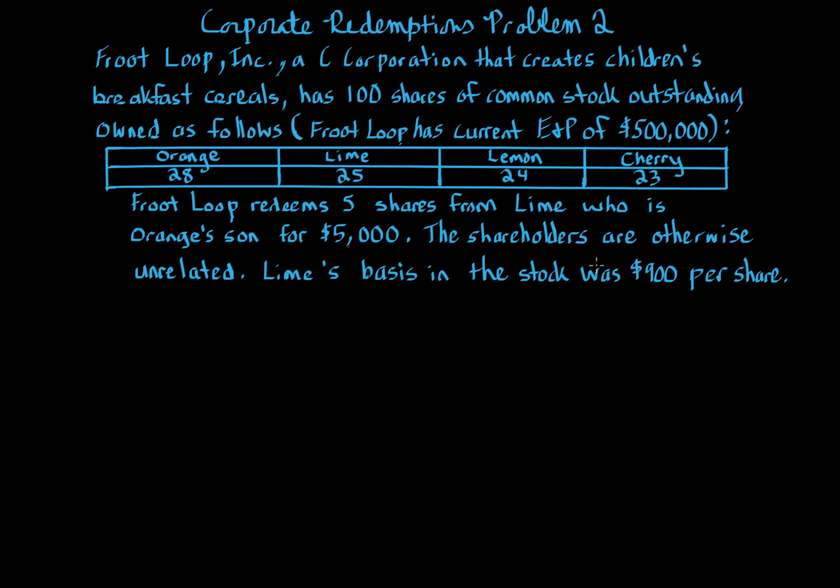Hello. In this video, we're going to look at corporate redemptions problems. This is problem number 2. In this problem, we have Fruit Loop Incorporated, a C corporation, that creates children's breakfast cereals.